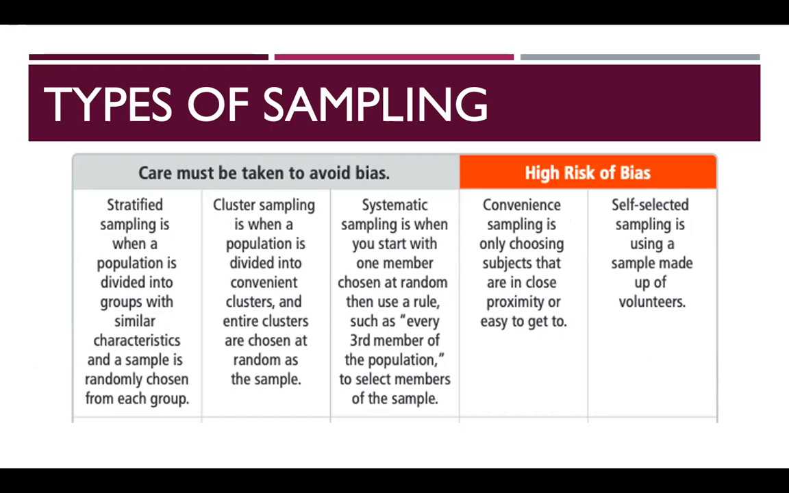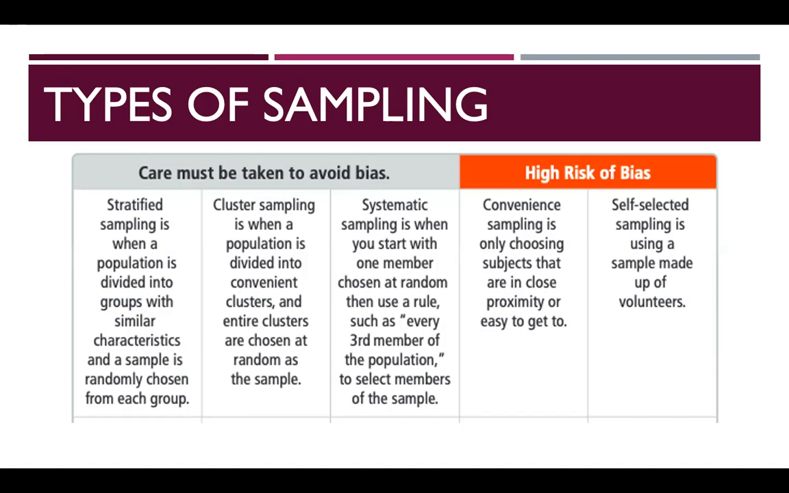So stratified sampling is when a population is divided into groups with similar characteristics and a sample is chosen randomly from each group. So if we're talking about high school, I would split you guys into grades. So I have 9th grade, 10th grade, 11th grade, 12th grade. And then I'm choosing randomly from each group. So I pick like 10 from each grade, and that would be stratified.